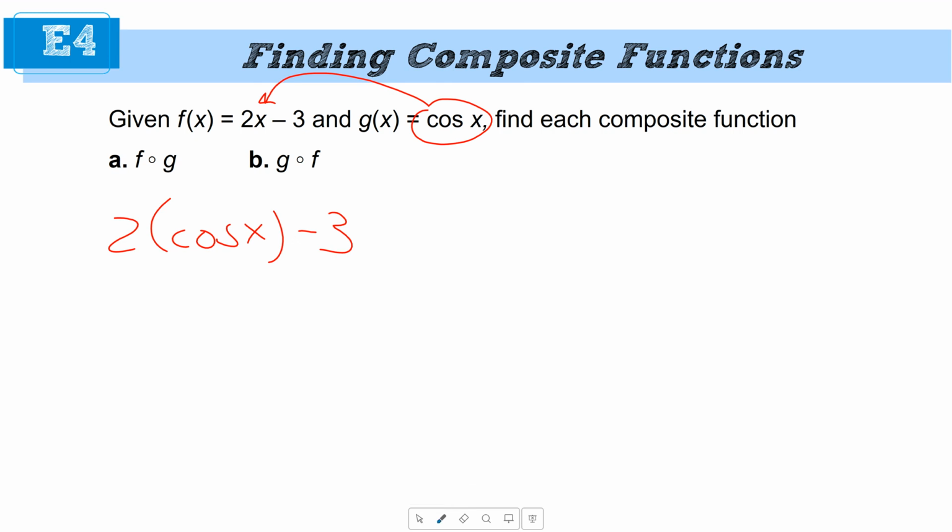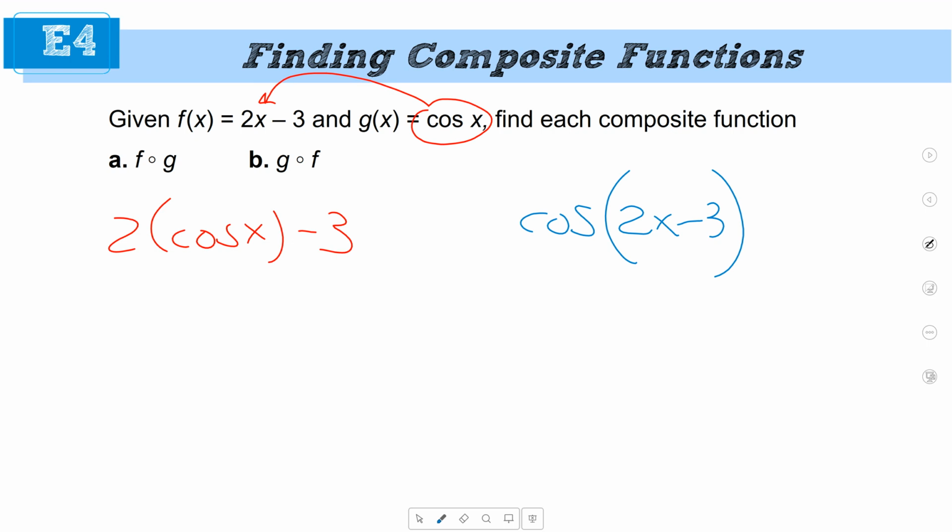Let's keep this party train rolling. What's g of f? Same thing, but you just substitute. You put cosine of 2x minus 3. Well done. Okay. Good. Easy peasy, yeah?